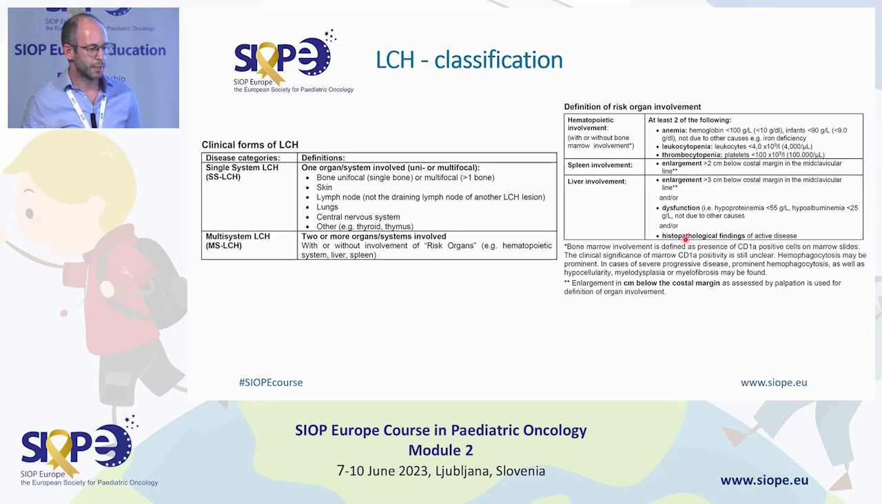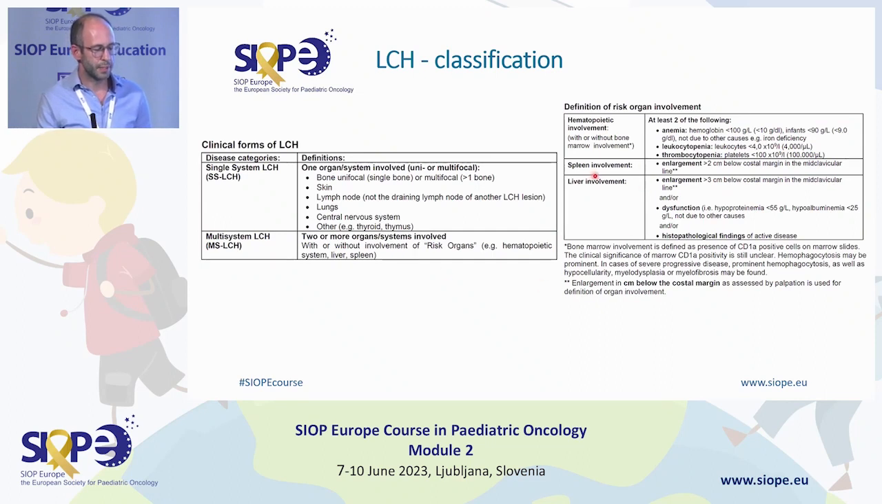This is the current classification of Langerhans cell histiocytosis. Nowadays, we classify the disease as a single-system disease when one organ or system is involved or affected. Bone can be unifocal or multifocal, then isolated involvement of skin, lymph node, lungs, CNS, and others, and multi-system disease where two or more organs or systems are involved.